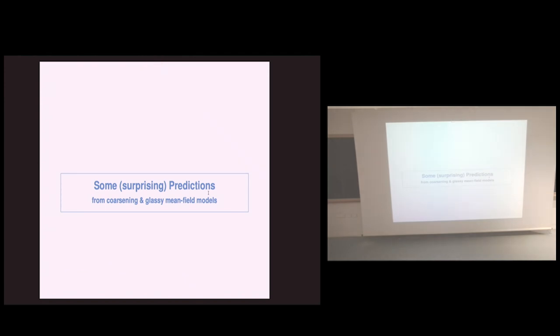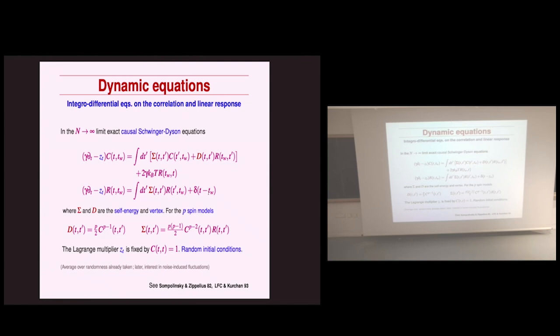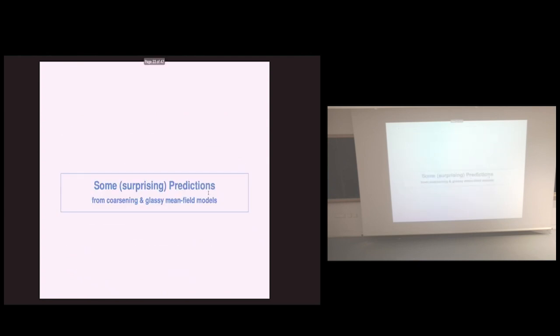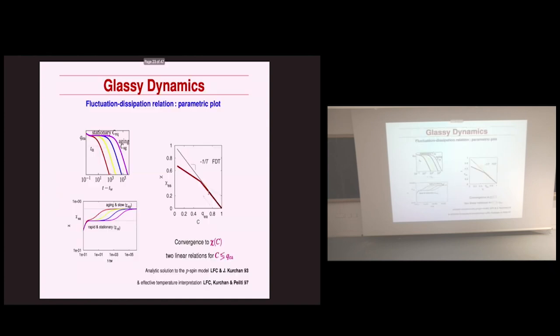Now, some surprising predictions from the solution of these equations. The nice thing about it is that you have the equations, you solve them, and then you see what happens. You don't have to make an assumption about what's going to happen. You solve them numerically, you see what happens, and then you try to understand analytically why you got that and try to interpret the result.